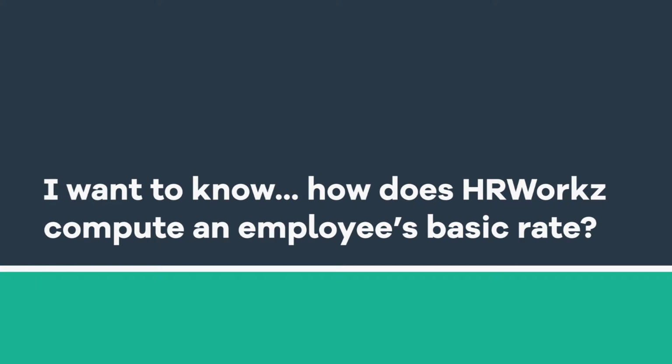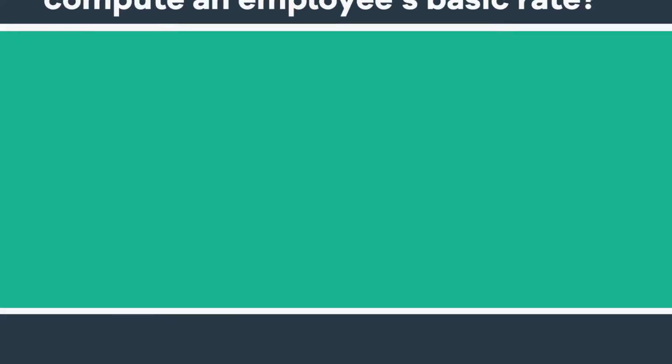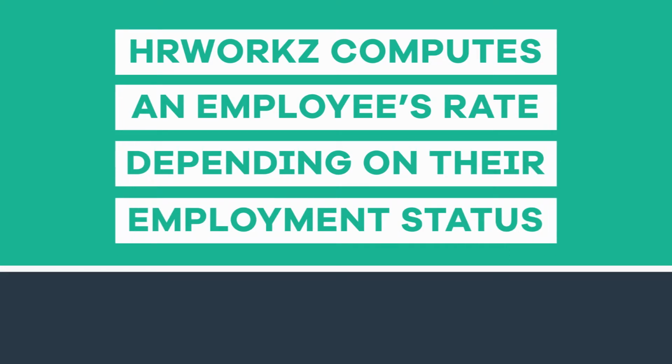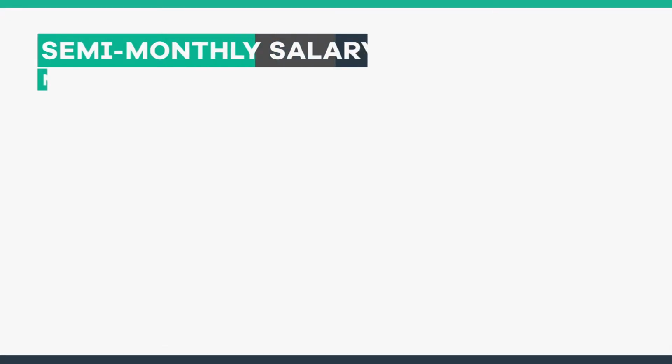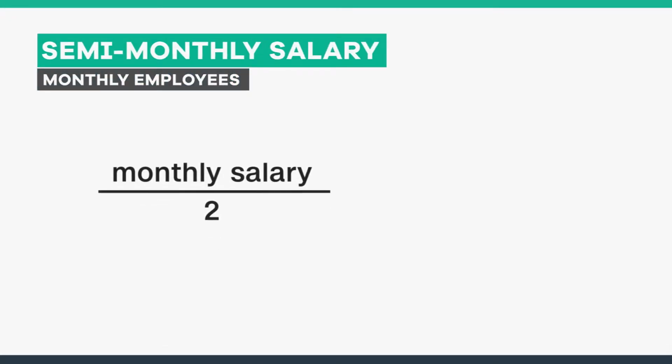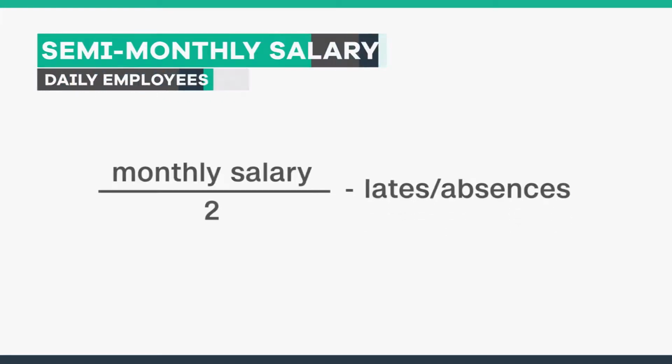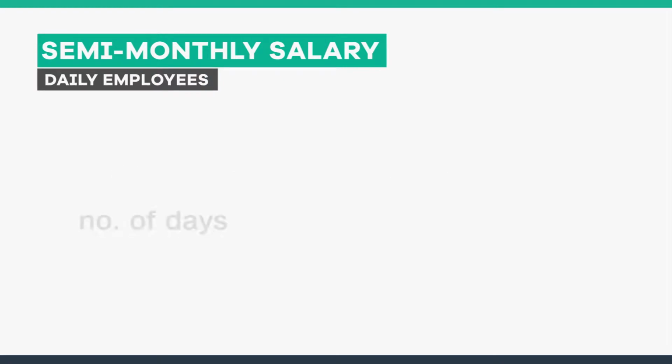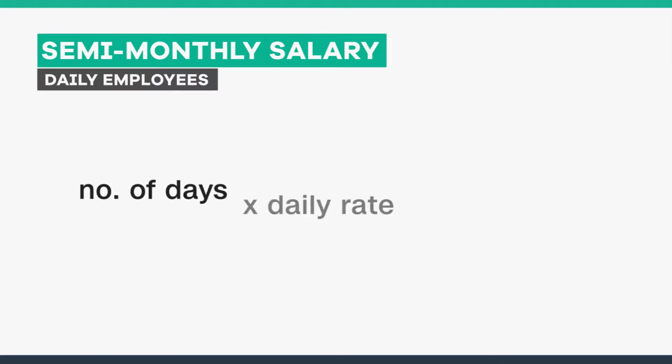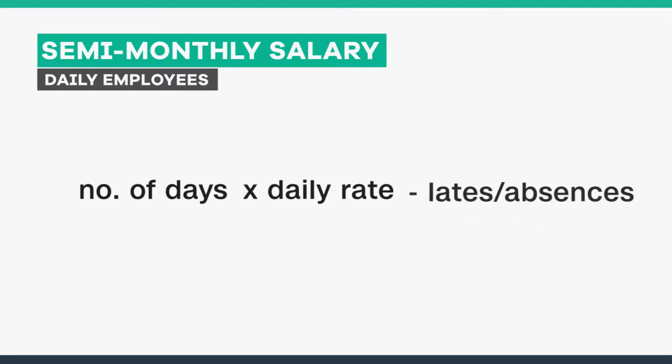How does HRWorkz compute an employee's basic pay? HRWorkz computes an employee's rate depending on their employee status. For monthly employees, a semi-monthly salary is equal to the person's monthly salary divided by 2 and deducts any later absences conducted during the period. For daily employees, a semi-monthly salary is equal to the number of working days at a cutoff times the daily rate and deducts any later absences conducted during the period. HRWorkz follows this type of computation in setting salary rates for employees.